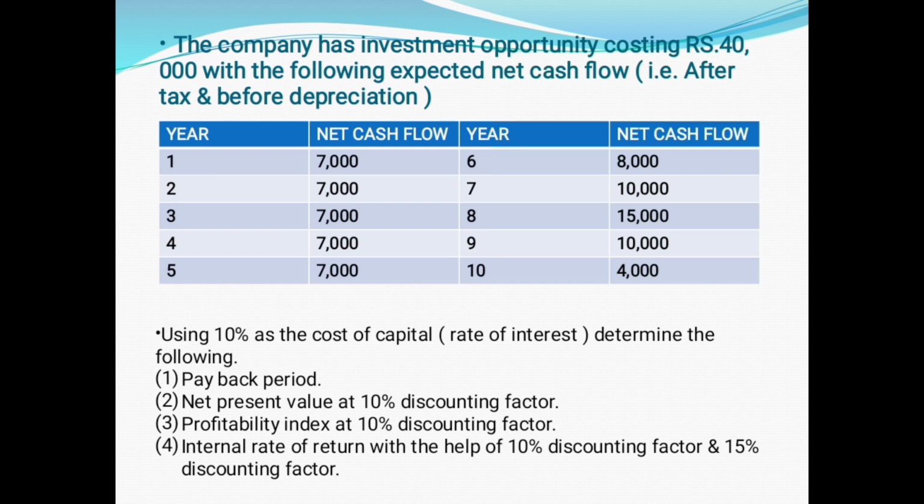The company has an investment opportunity costing rupees 40,000 with the following expected net cash flow after tax and before depreciation. As we can see in the table, years 1 to 10 are given and net cash flows are given. Using 10% as the cost of capital rate of interest, determine the following. First, payback period. Second, the net present value at a 10% discount factor. Third, profitability index at a 10% discounting factor. Fourth, internal rate of return with the help of the 10% discounting factor and 15% discounting factor.